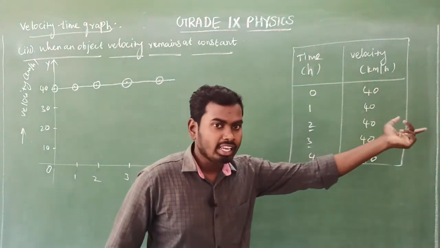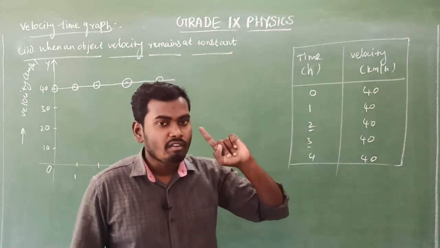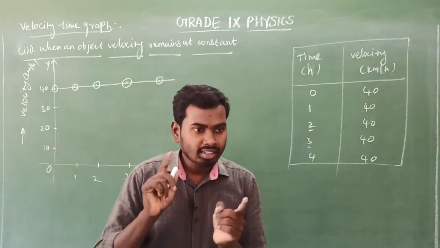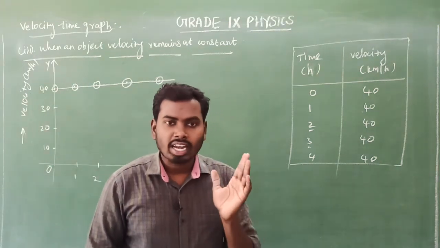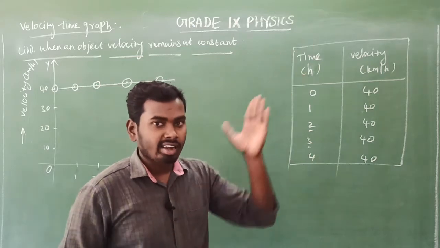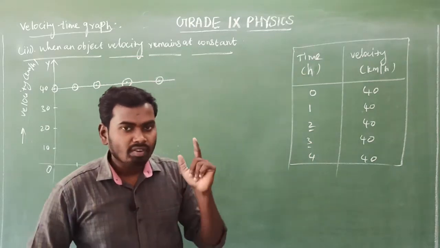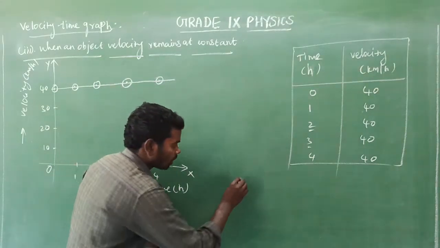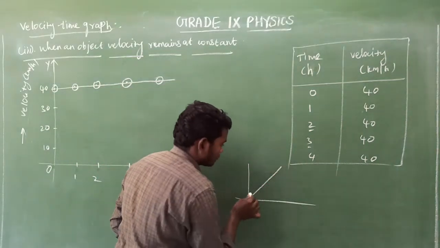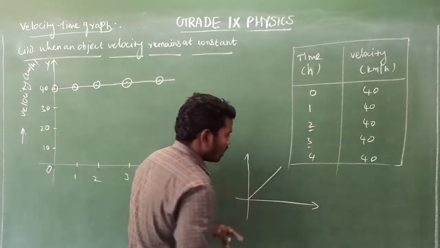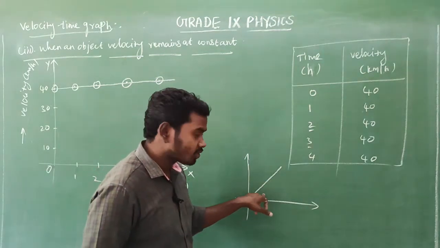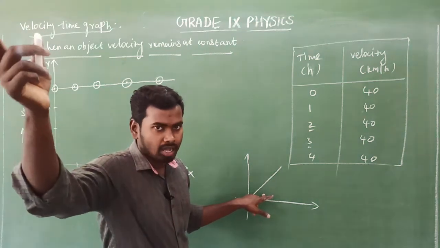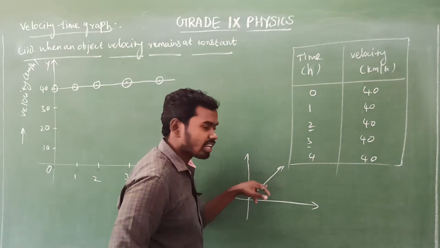We have already seen the first condition. What is the condition? When an object's velocity changes at a uniform rate. In that case also, the velocity time graph would be a straight line. Whenever the straight line is inclined to the time axis, like this, I'll draw here. This is for the first condition, when the velocity changes at a uniform rate.